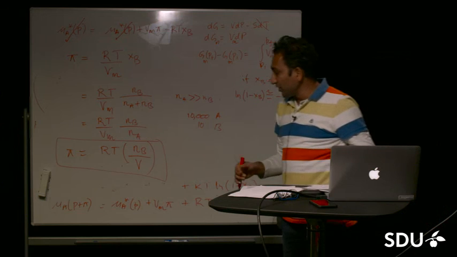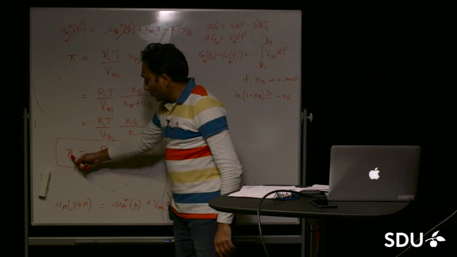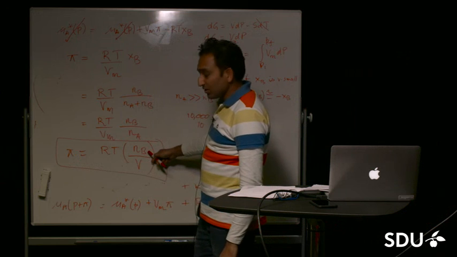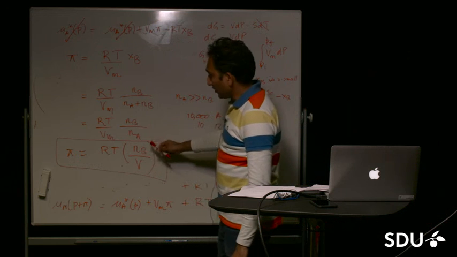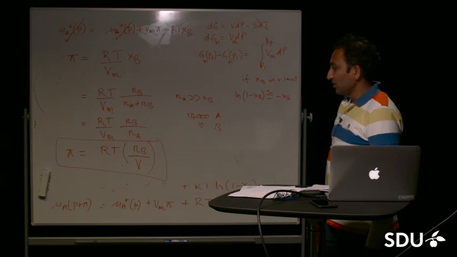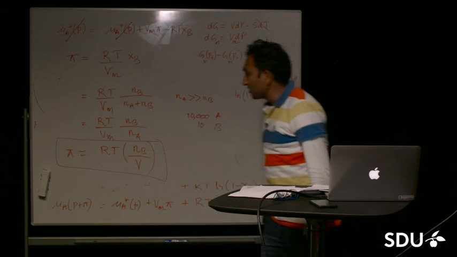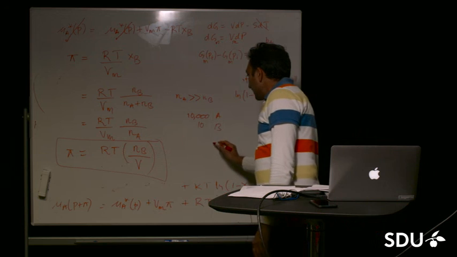Now the Van 't Hoff equation relates the osmotic pressure of the solution to the concentration of the solute, and it assumes that the solution is dilute with respect to the solute. What is remarkable is you get an equation very similar to the ideal gas equation.